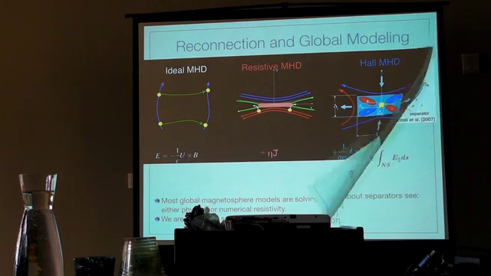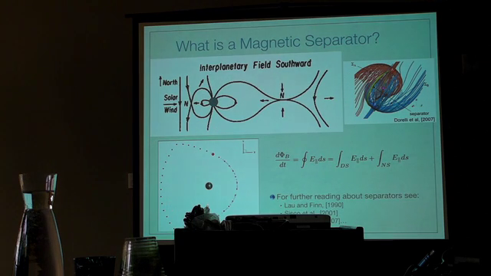So the next issue is, how do you define reconnection in the magnetosphere? There's actually a lot of competing definitions of reconnection in 3D. I'm not going to go through them all. I think you could give an entire talk on just that topic alone. But I'm going to focus on something called separator reconnection.